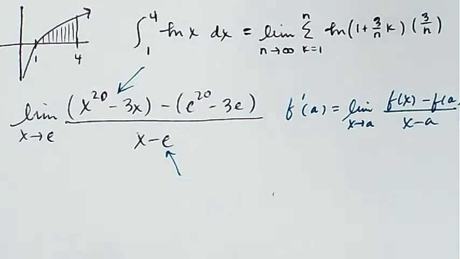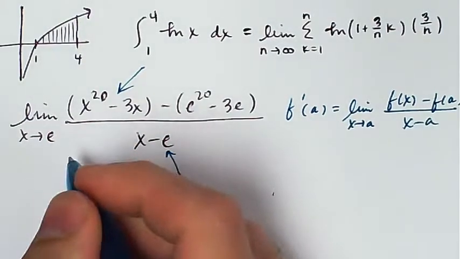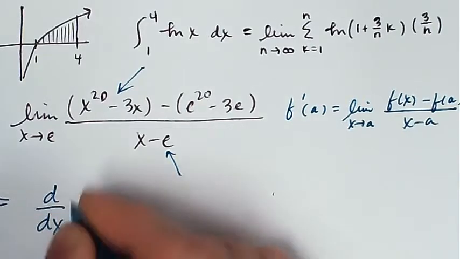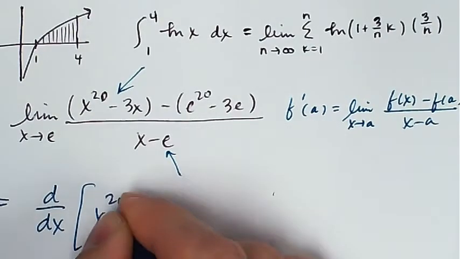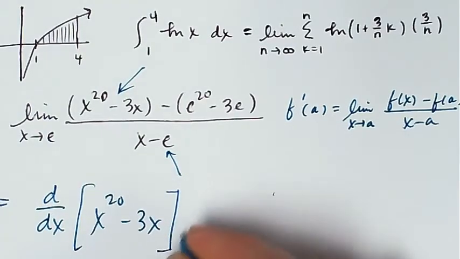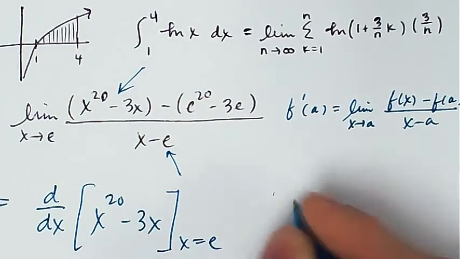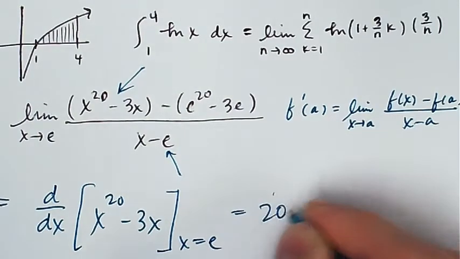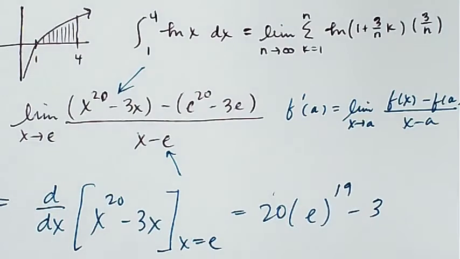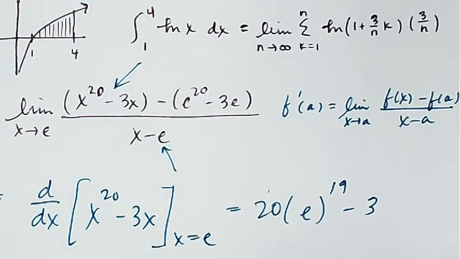So this limit is equal to the derivative with respect to x of x to the 20 minus 3x at the point where x is equal to e. That's going to be 20 times x to the 19 minus 3, where x is e. So that's answer choice B.